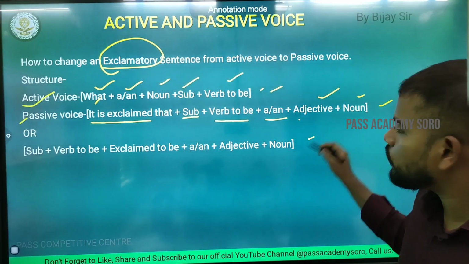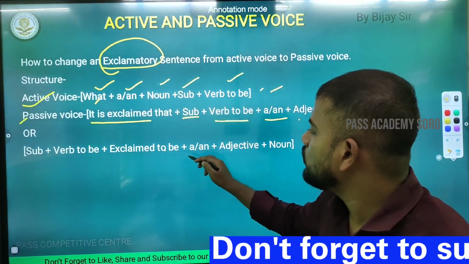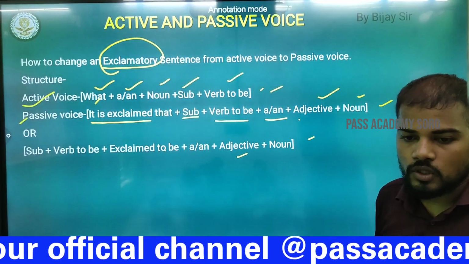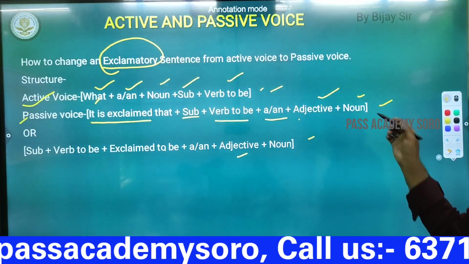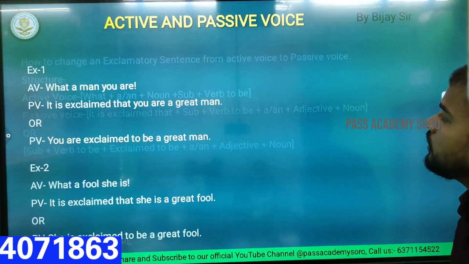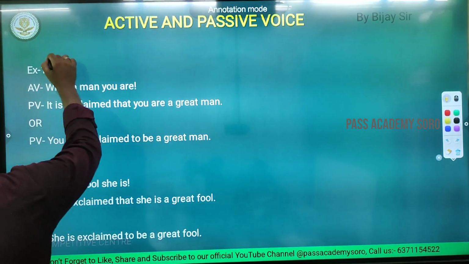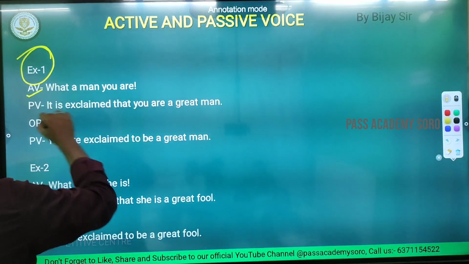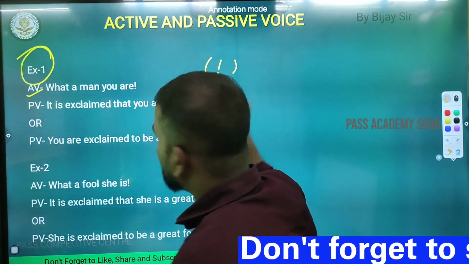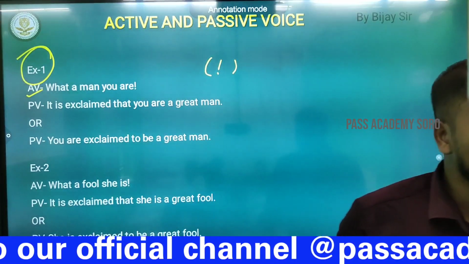Now there is another way: subject plus verb to be plus exclaimed to be plus a or an plus adjective plus noun. Now we will take some examples, dear students. The first example, in active voice: "What a man you are." This kind of sentence is known as an exclamatory sentence.